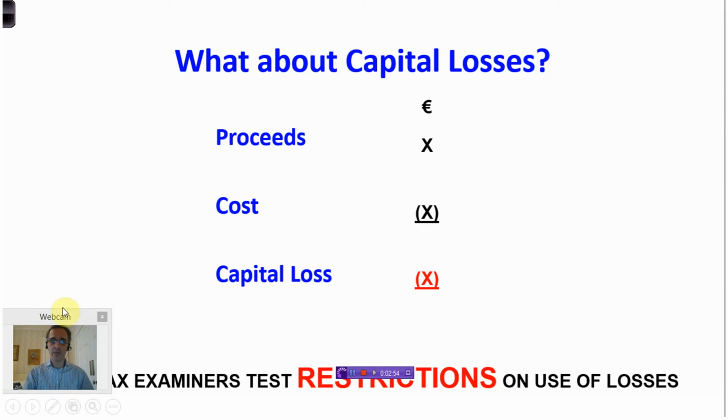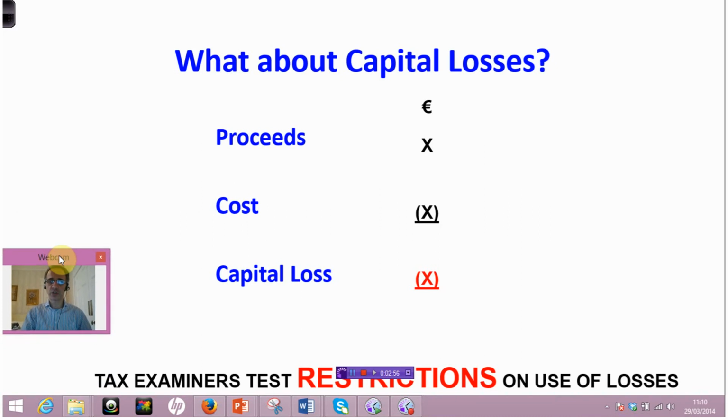Now, it may well be that we have restrictions on the use of losses. One of them that I mentioned to you in screencast 1 was the idea of having a connected party. In the example we had Michael and Mary. Michael is disposing of an asset to Mary, who's his sister. He's making a loss. So in that instance, that loss is restricted. In other words, we can't put that particular loss into our normal pot for the year, because it's a loss to a connected party.